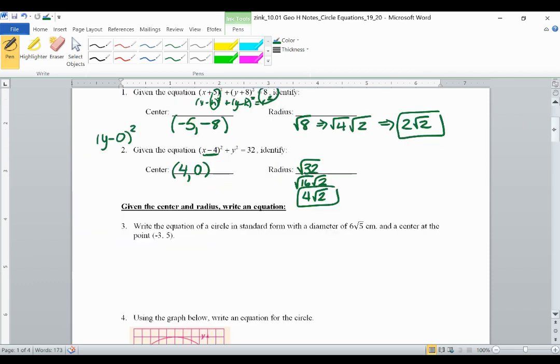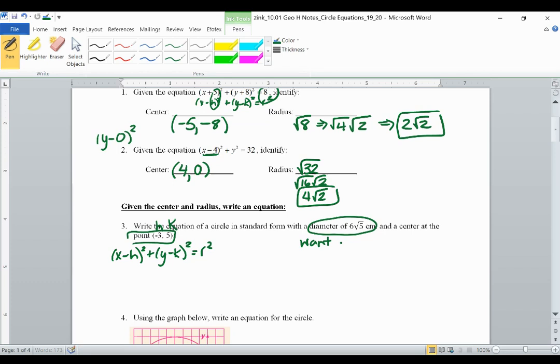Now let's talk about if we are given the center and radius and we want to actually write out the equation. So write the equation of a circle in standard form if its diameter is 6 rad 5 centimeters and it has a center at -3,5. So again, let's write out our formula, because this is one that you guys should have memorized. The more we write it, the more we remember it. So now I'm going to sub in this for my h and my k. And over here I have a diameter, but I don't want the diameter, I want the radius.